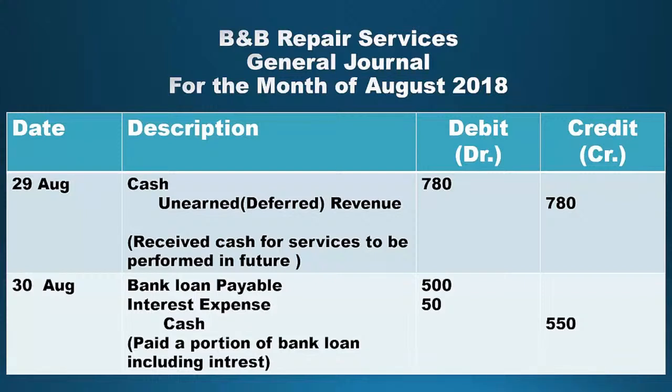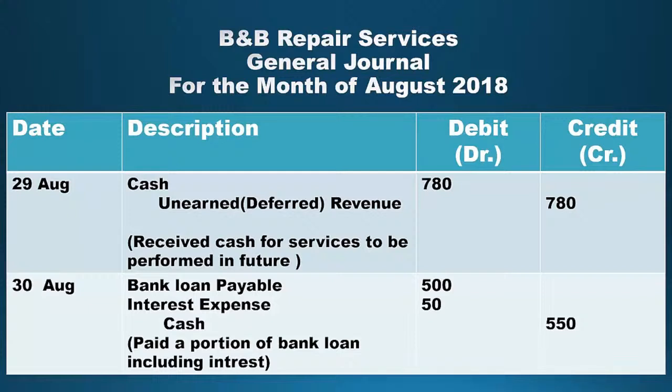To record this, we debit cash for $780 to reflect the increase in money received. Credit unearned revenue for $780 to show the increase in the company's liability. The narrative for this entry is received cash from customers for services to be performed in the future.